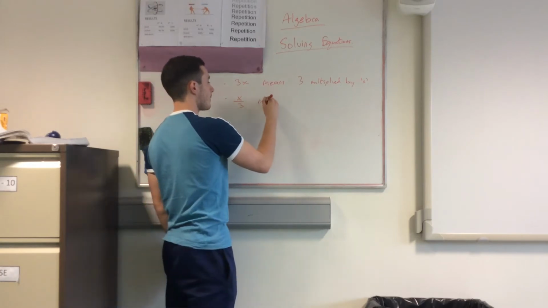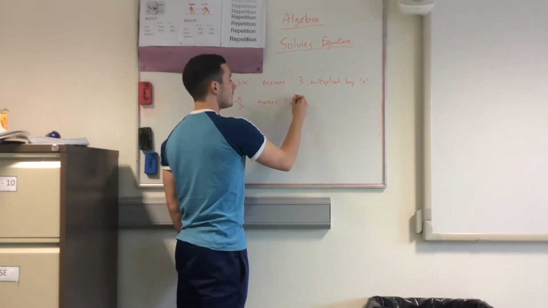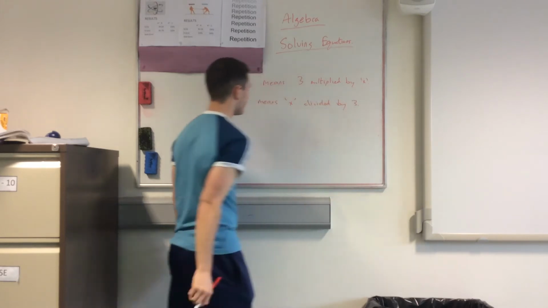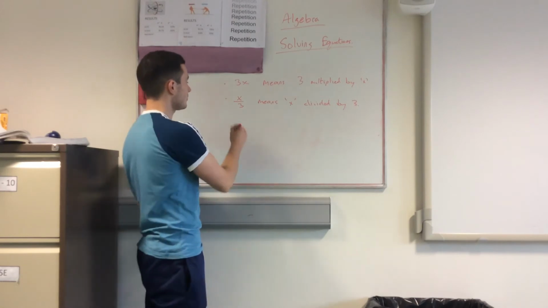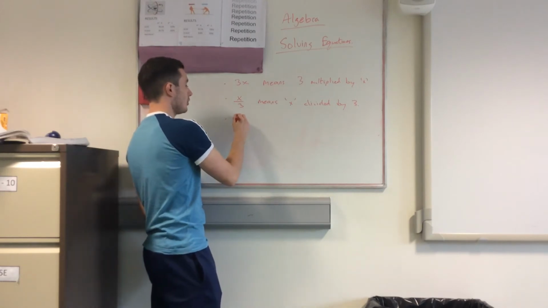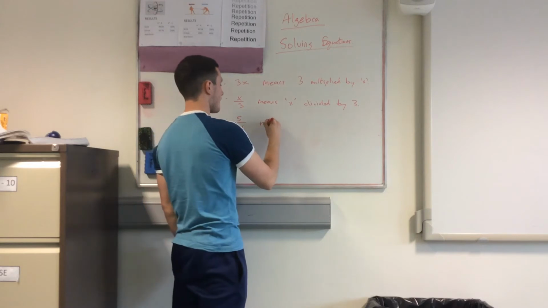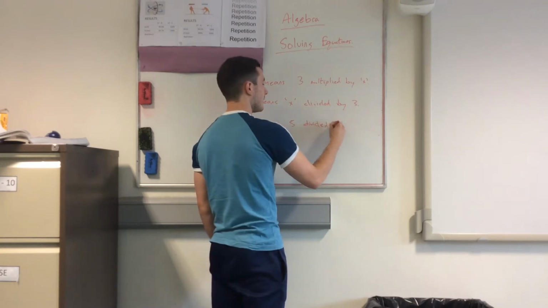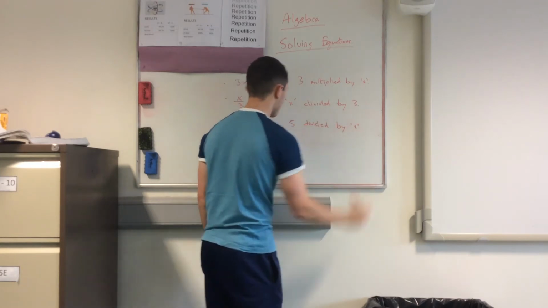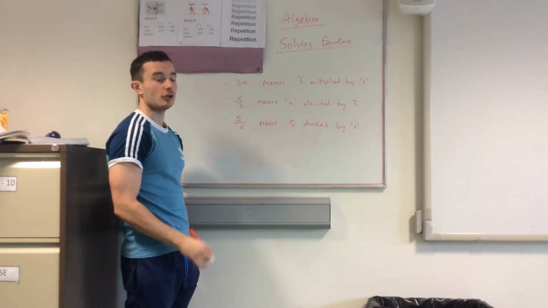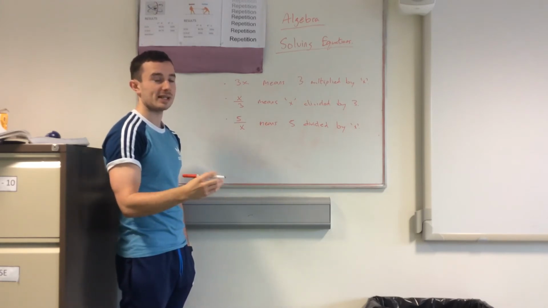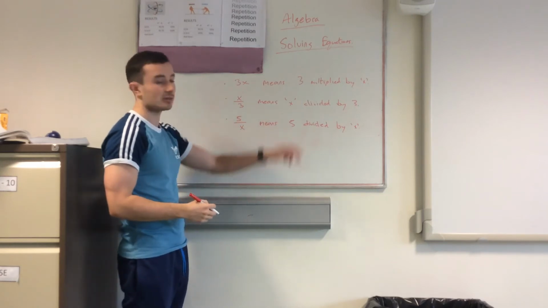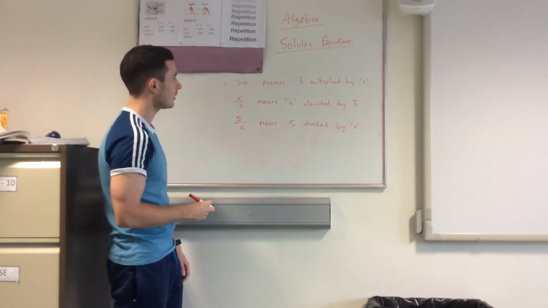X over 3 means x divided by 3. X over 7 means x divided by 7, and so on. And 5 over x means 5 divided by x. Now, if you have the x as your denominator, you cannot work with x as your denominator, so you always have to bring it up to the other side and multiply, because divide turns into multiply, alright? Because you can't work with your x as a denominator.